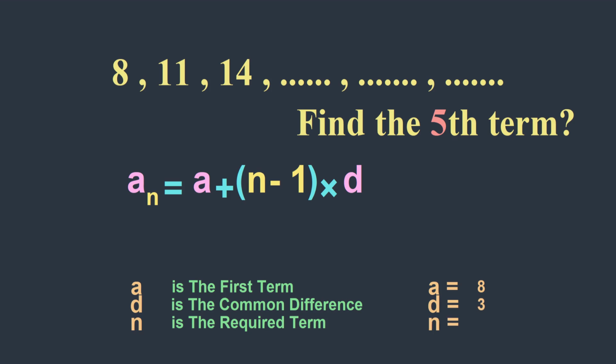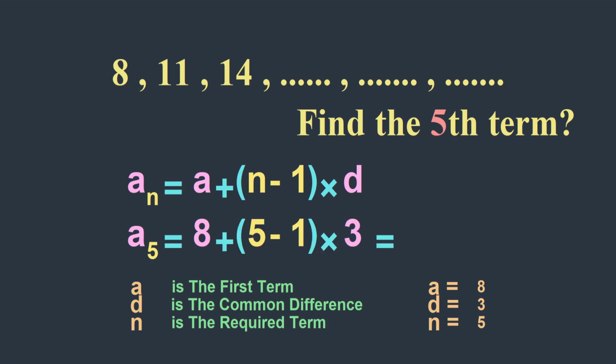We substitute into the formula the values of a, d, and n, and we get that a 5 equals 8 plus 5 minus 1 times 3, which equals 8 plus 4 times 3, which equals 20. And this was the solution by using the formula method.